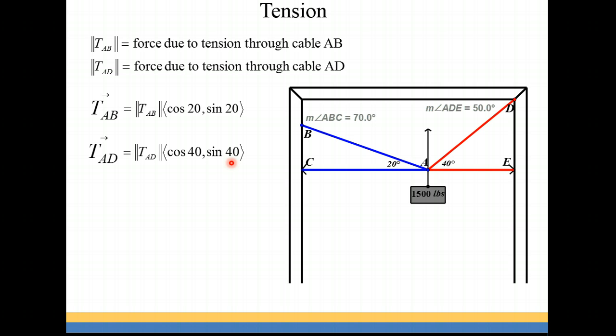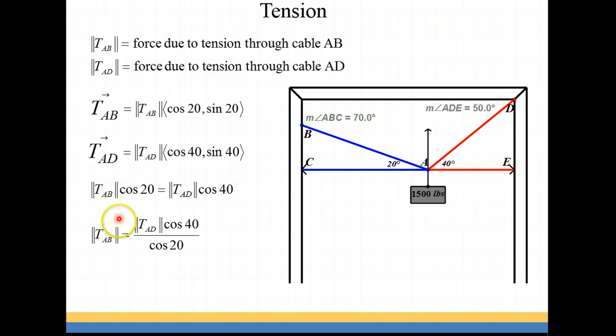Then what we're going to do is take our horizontal components and set them equal to each other. So we have the tension in cable AB times cosine 20 equals the tension in AD times cosine 40. Then I just isolated the tension in cable AB. So I have the tension in cable AD times cosine 40 over cosine 20.